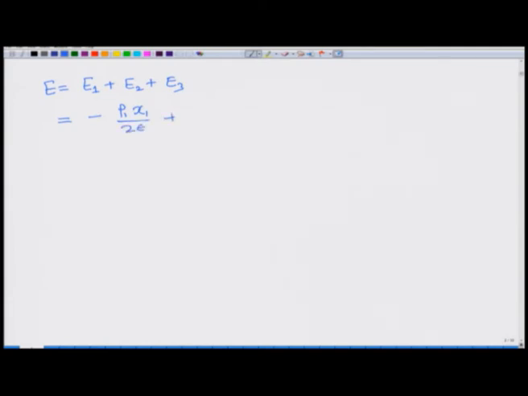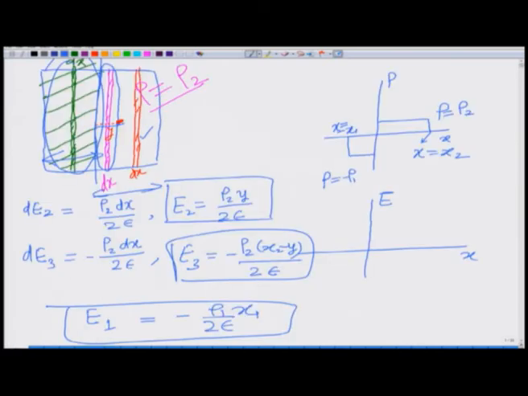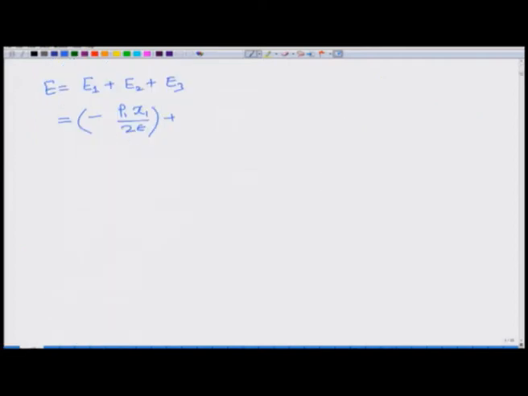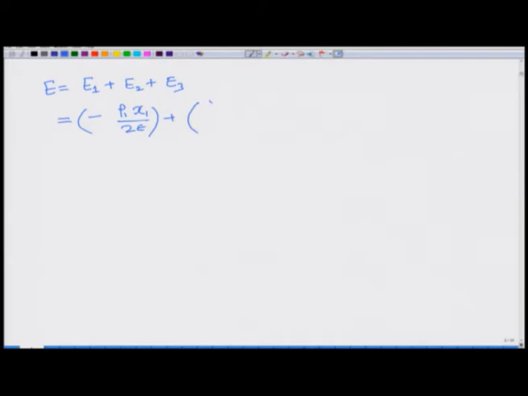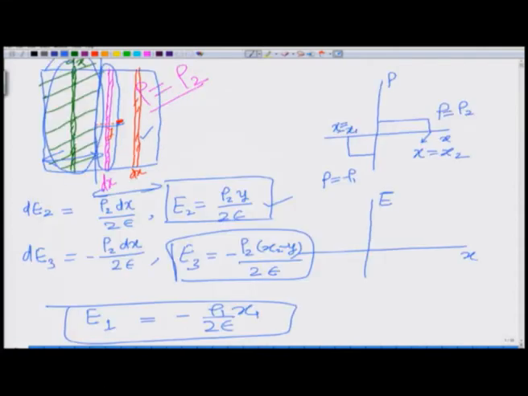Let us see if I have written it correctly. E1 is minus rho 1 x1 by 2 epsilon, correct. Then E2, let us see what is E2. E2 is rho 2 y over 2 epsilon. So, plus rho 2 y over 2 epsilon, and then E3. What is E3? E3 is minus rho 2 by 2 epsilon.